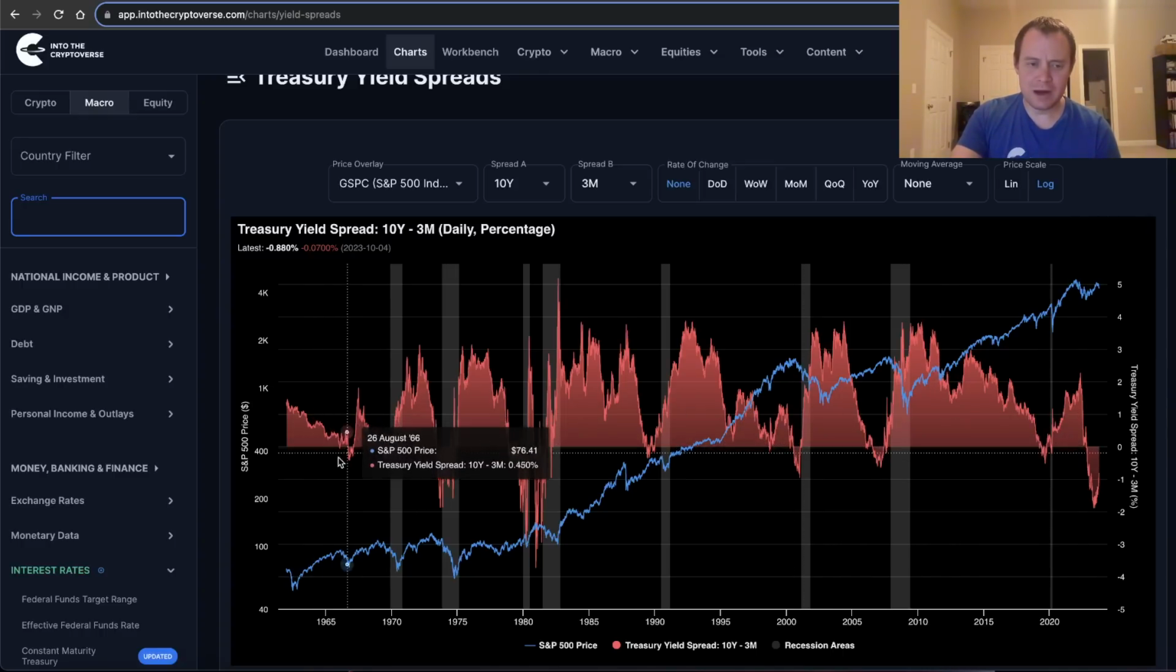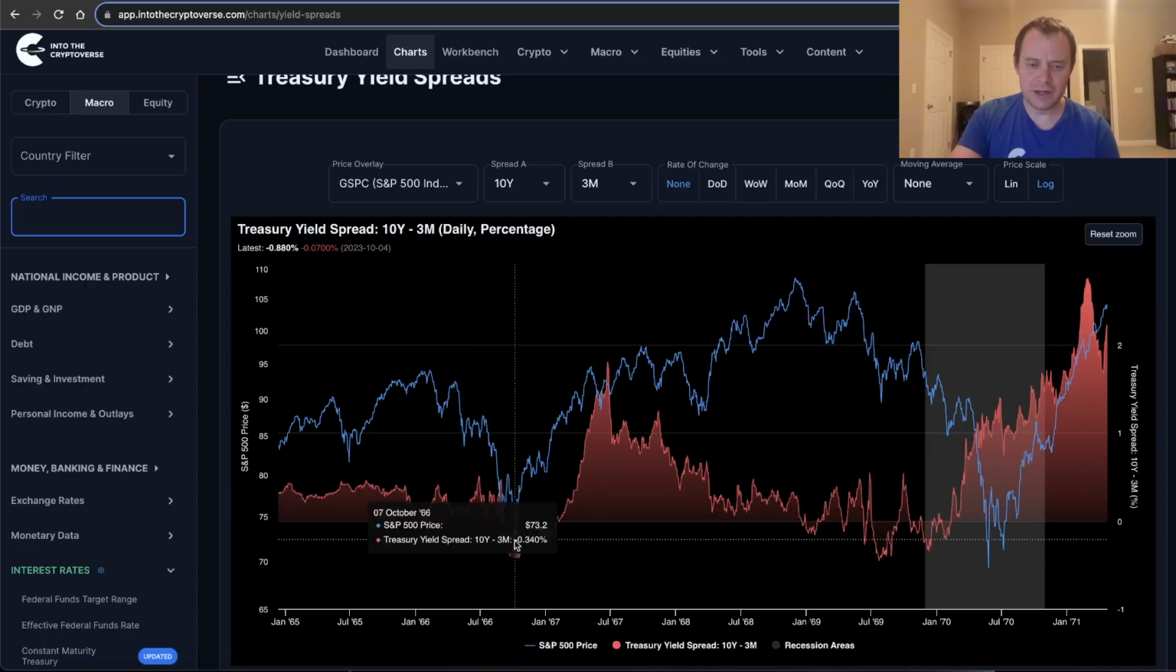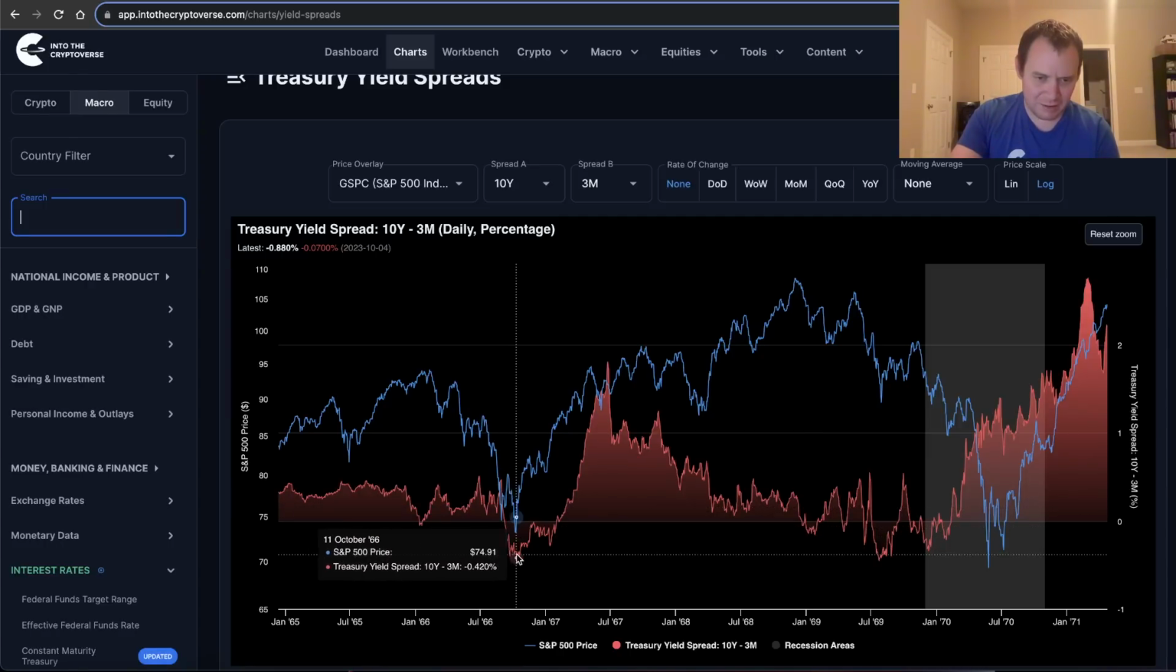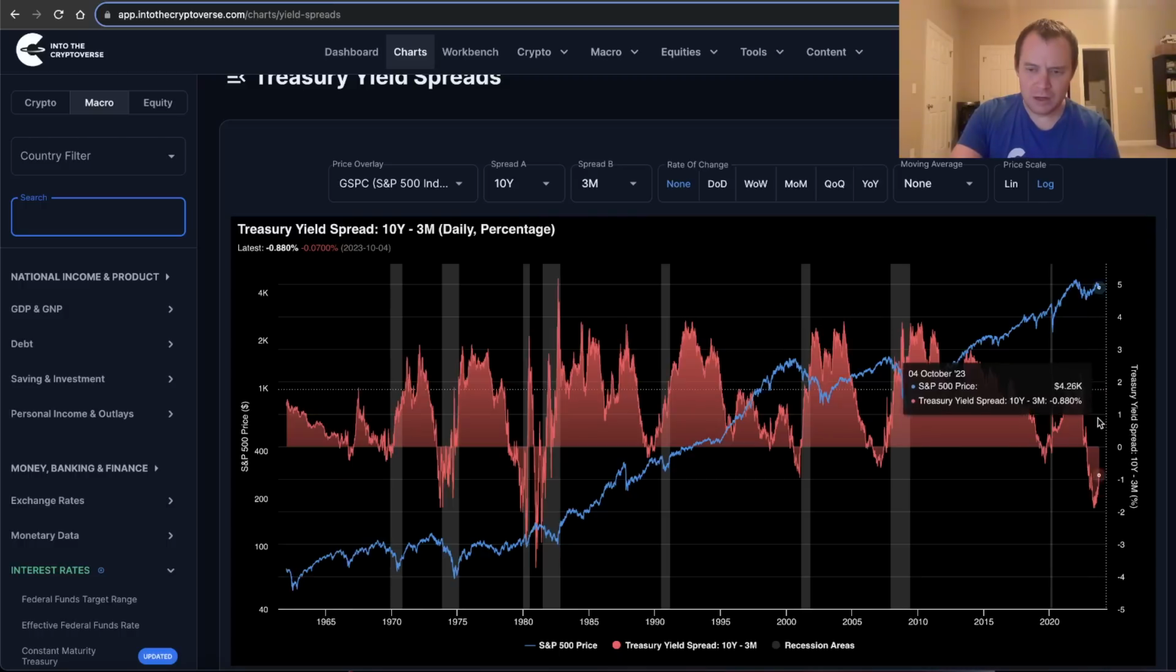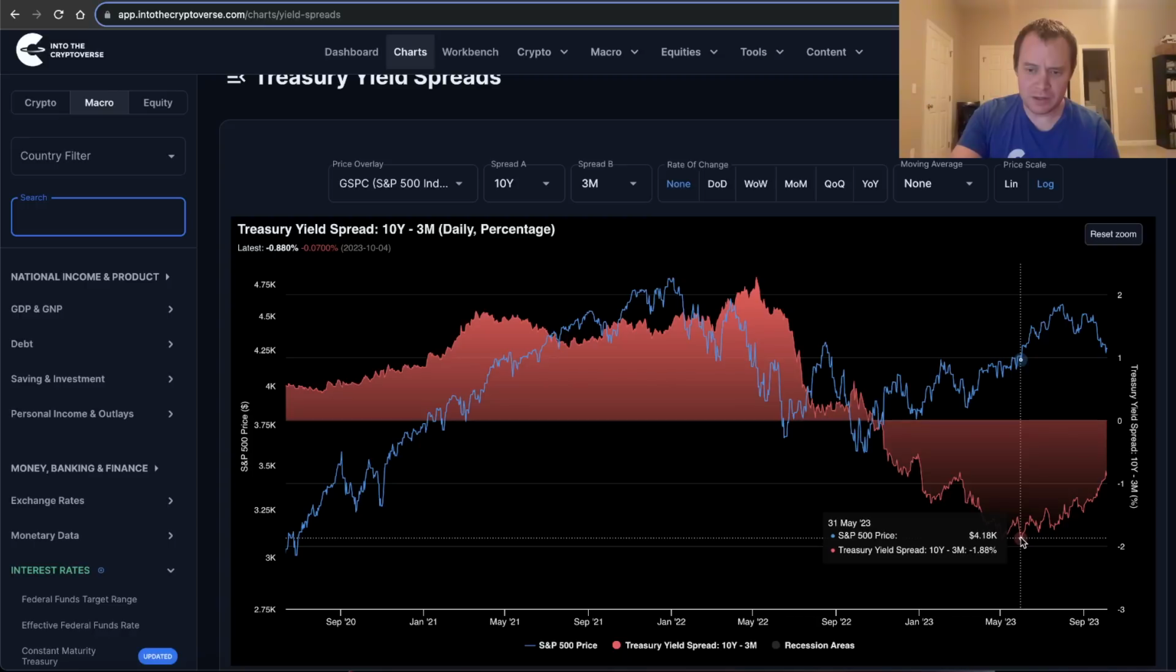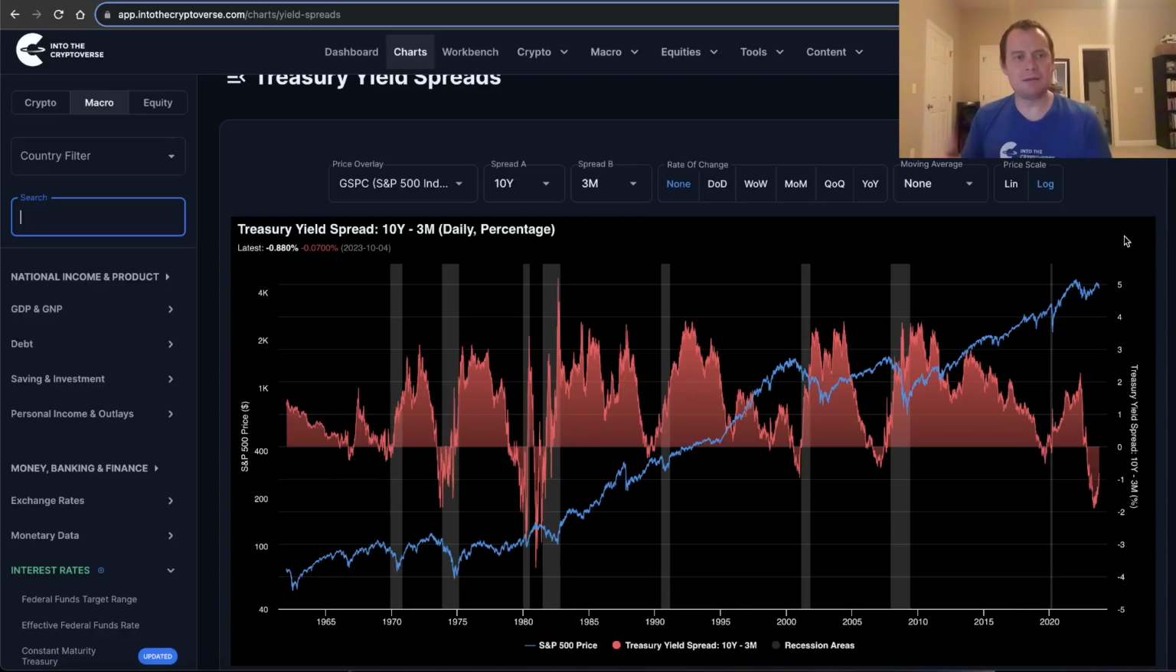And also, I would point out that the inversion back then wasn't as bad. It was negative 0.42% or so. The inversion today has been a lot more severe, negative 1.89% or so. So it's a lot more inverted today than it ever was back in 1966. So when you look at this chart, it's always important to note that the uninversion process, and after the uninversion process, is where the recession risk is the highest, right?